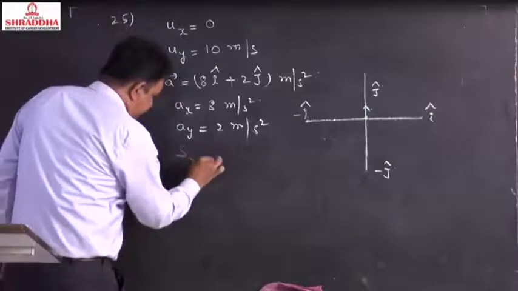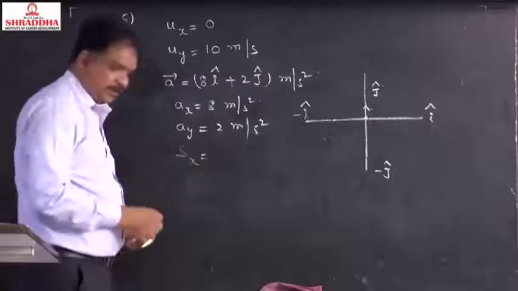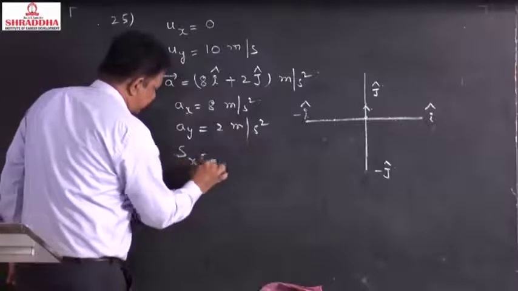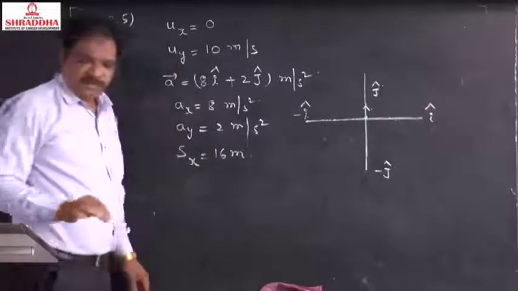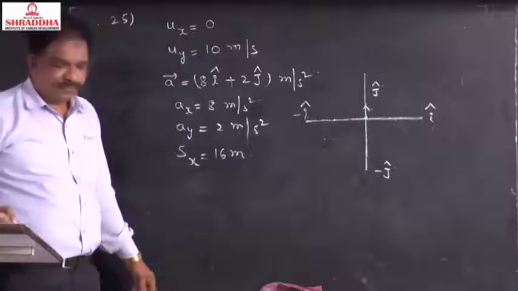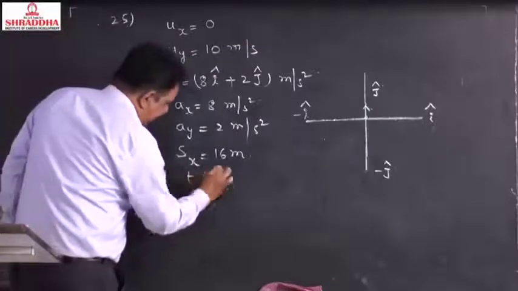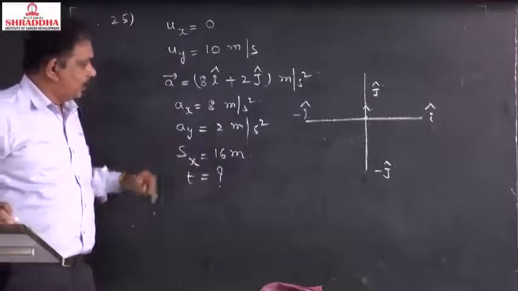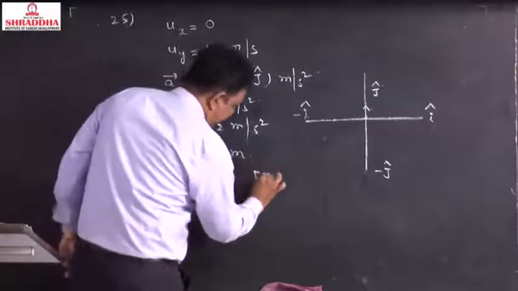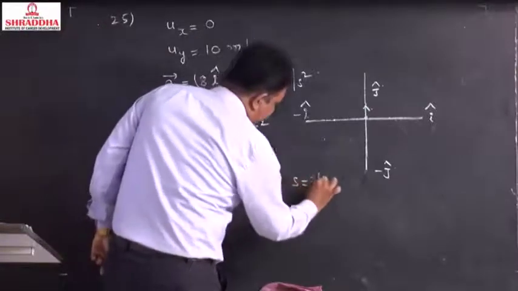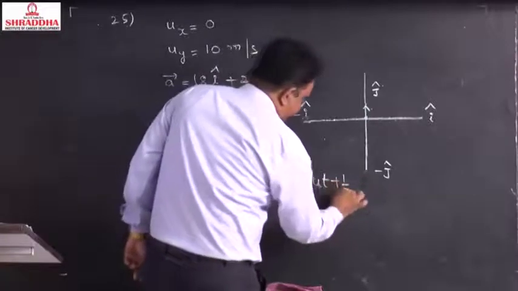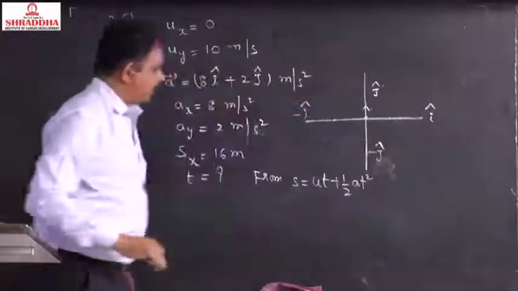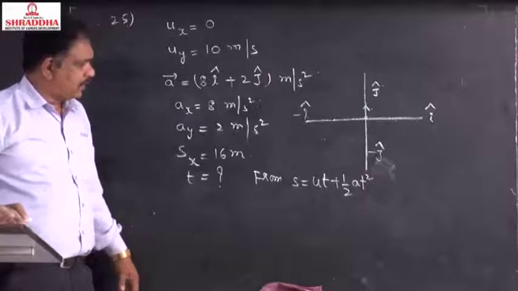Then what they are asking is its x coordinate. Sx becomes, x coordinate becomes 16 meter. Okay, after some time. What is that time they are asking? Okay, question is clear? So then what we are doing, from S is equal to ut plus half at square, that is the formula. S is equal to ut plus half at square.